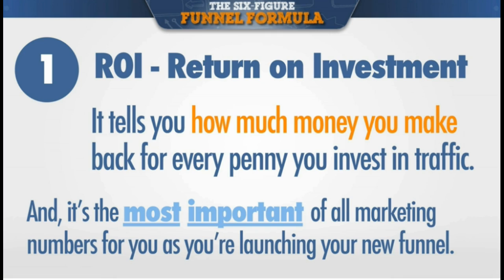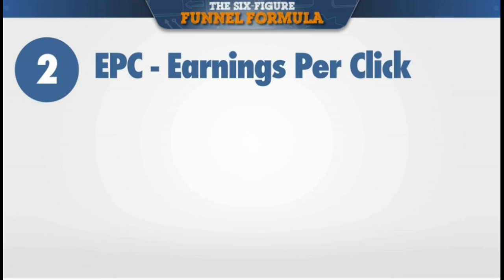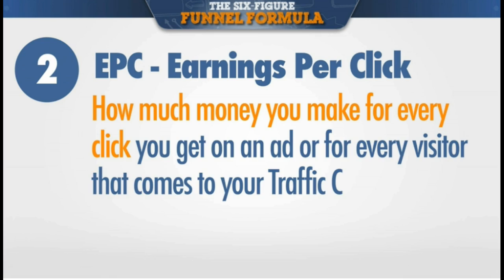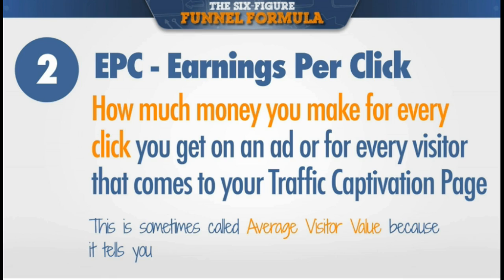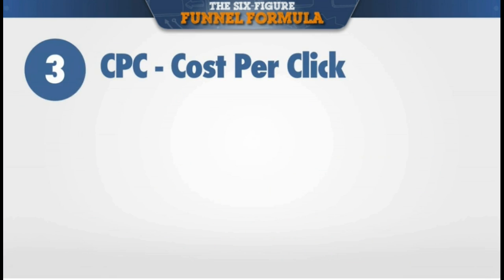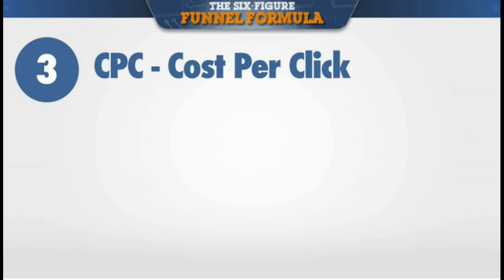Now, the second number that we use tracking to know is EPC, or earnings per click. Now, EPC tells you how much money you make for every click that you get on an ad or for every visitor that comes to your traffic captivation page. This is sometimes also called average visitor value because it tells you what an average visitor to your site is worth to you.